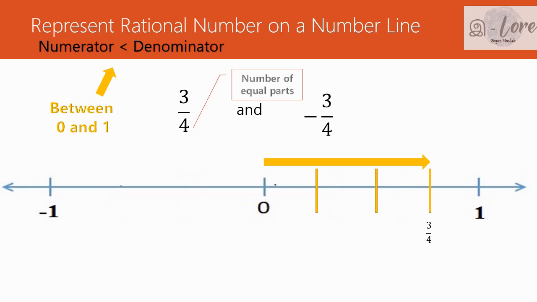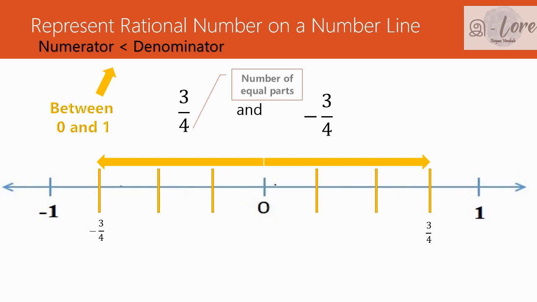Okay, now we have to represent minus 3 by 4. On the left side, from 0 to minus 1, we divide it into 4 equal parts, because the denominator is 4. The numerator represents 3, so we go from 0 to minus 3 parts, which represents minus 3 by 4.